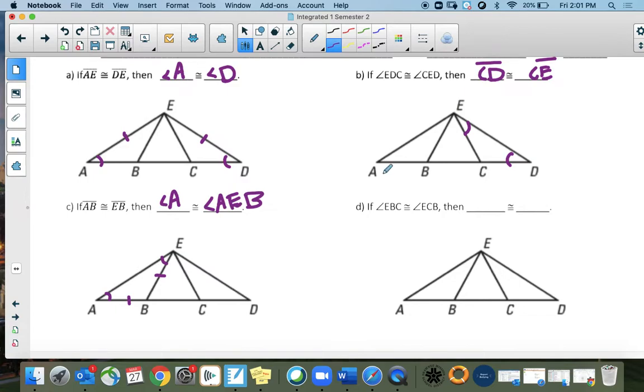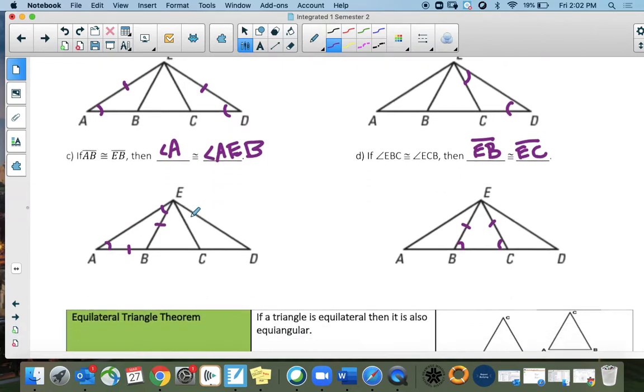Okay. And then if angle EBC is congruent to ECB, then we would know that these two sides are congruent. And again, let's start with this side first because that was the first angle. So we'd say EB is congruent to EC. Okay, angles to sides, sides to angles.